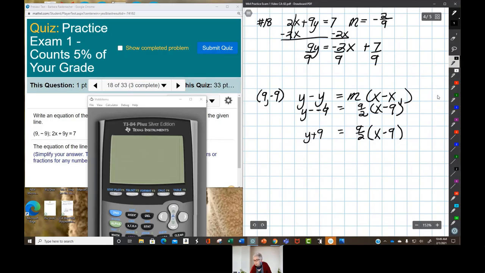And then I multiply by the denominator of the fraction, because I want to get rid of the fraction. And over here, the 2's cancel, leaving me with 9 over 1, which is 9.